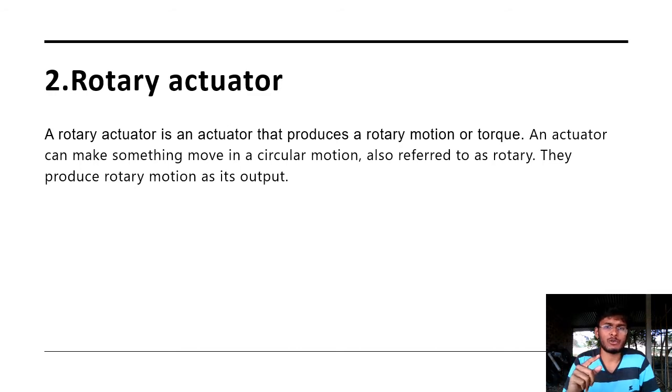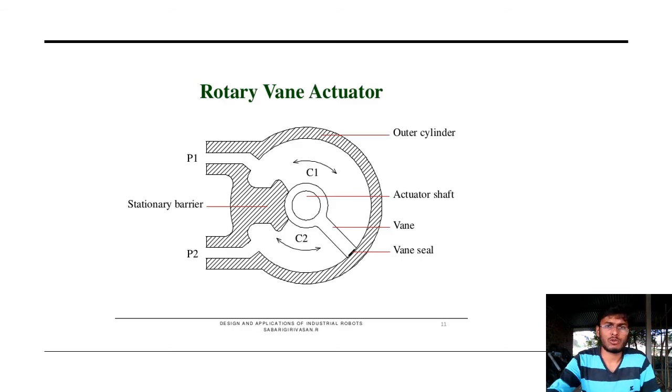So a rotary actuator is an actuator that produces a rotary motion or torque. An actuator that can move in a circular motion, also referred to as rotating. They produce rotary motion as their output. So this is the main purpose of rotary vane actuators. This is an example of that rotary actuator. This is a rotary vane actuator.